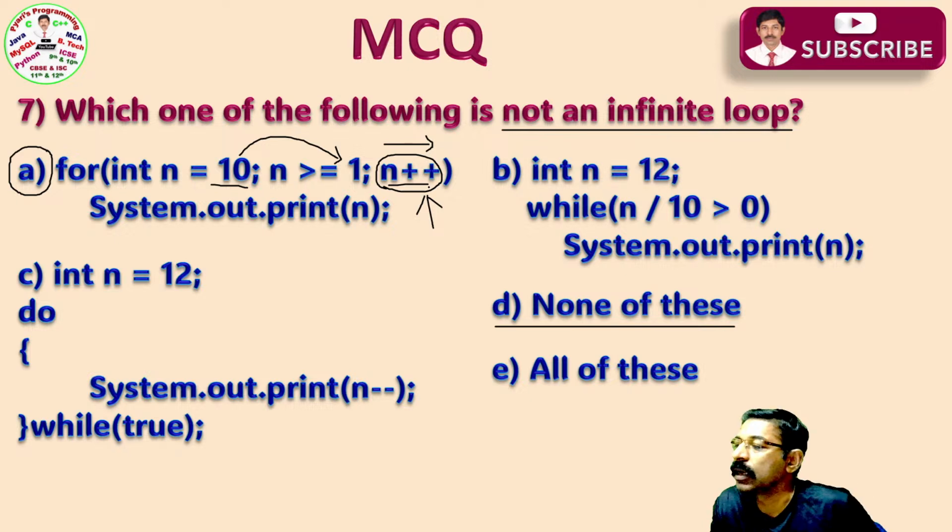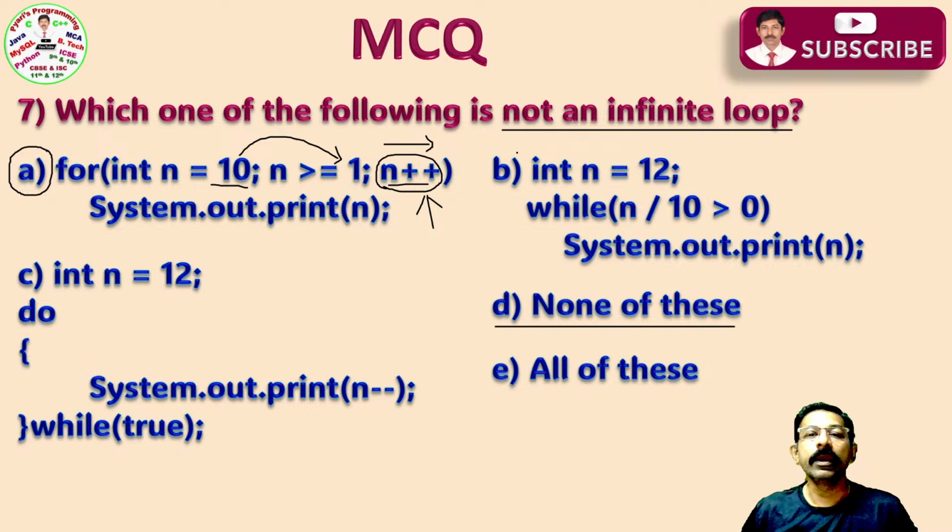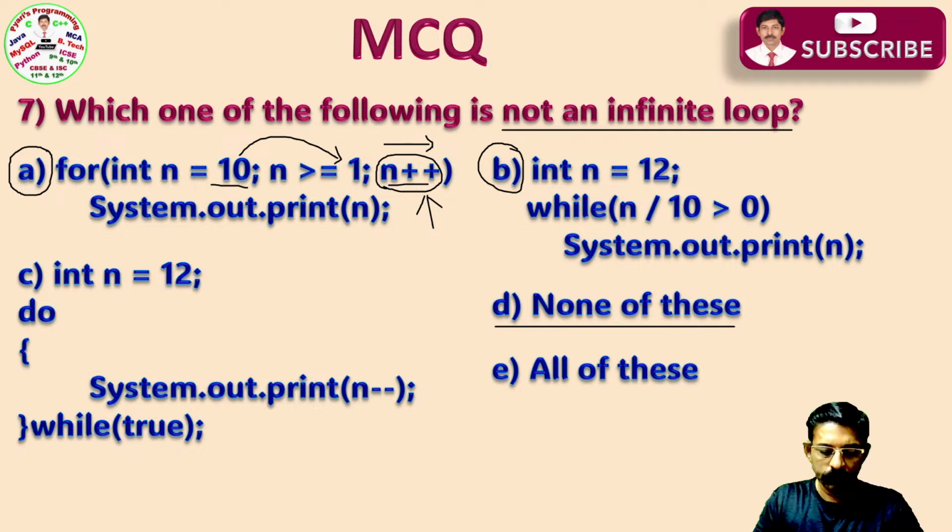And in this option B, why is it infinite? Option B, why infinite?